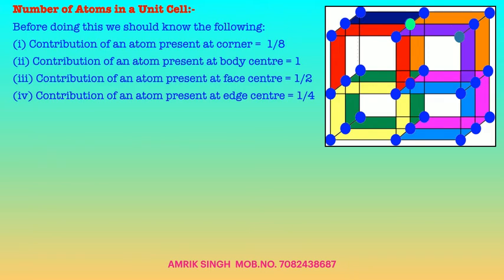Similarly, the point present at the center of the body has its own contribution of 1, and at the face center, a face is always shared by 2. Therefore, the contribution of each will be 1 by 2, and an edge is shared by 4 others, and therefore the contribution is 1 by 4. This can be done experimentally. You can purchase a cube from a fair and do all this practically.